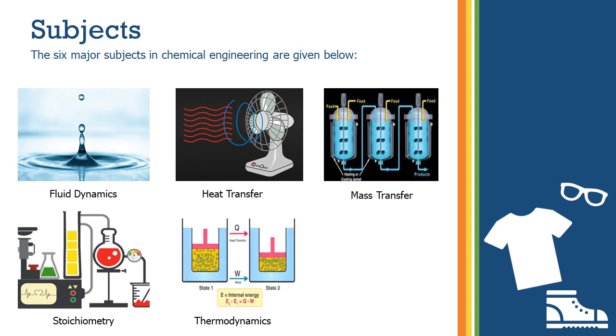Basically, thermodynamics is a combination of two words. Thermo means heat and dynamics means energy. So in thermodynamics we study energy and heat, and the historical definition of thermodynamics is the development of the heat engine. And the sixth and not the least major subject in chemical engineering is reaction engineering, in which we study how reactants react and convert into products, and the types of different reactors.